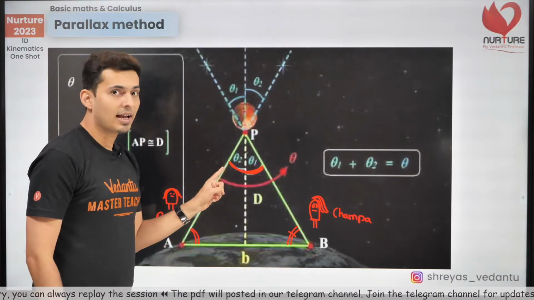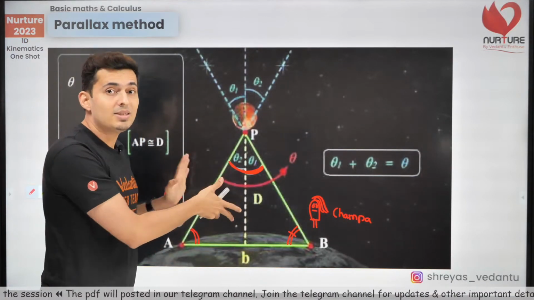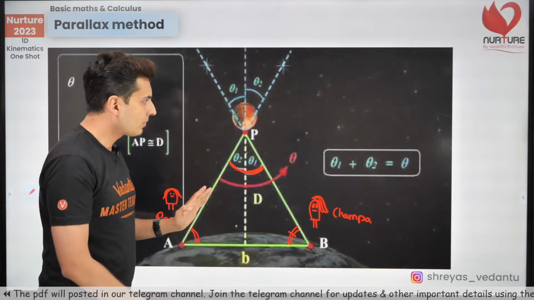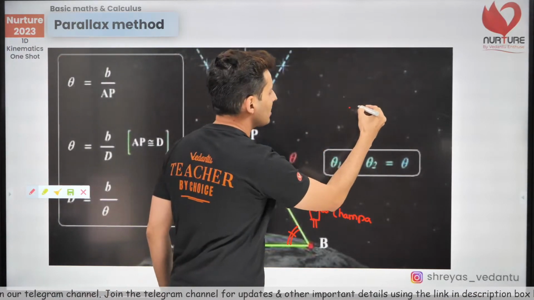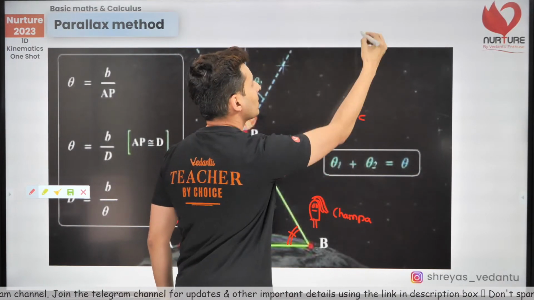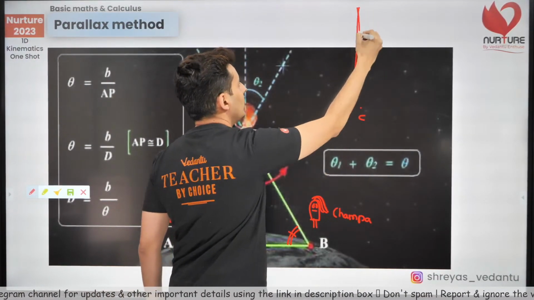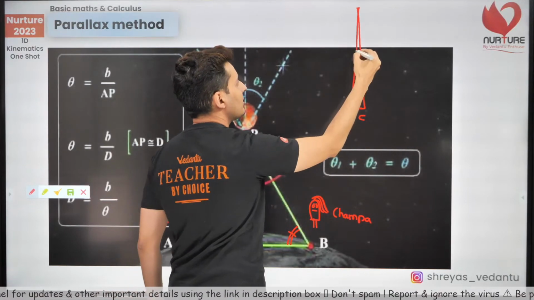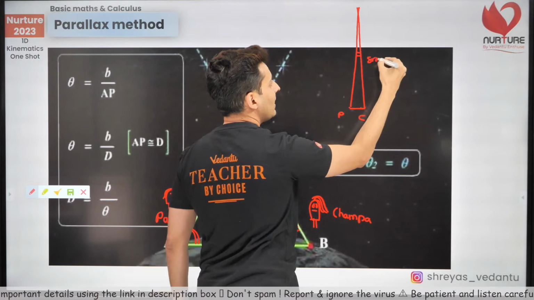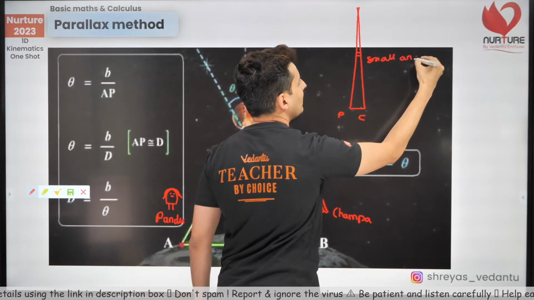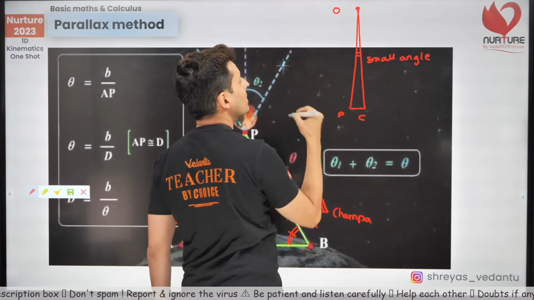Now, once you know this angle, think this object is not very close. This diagram is highly exaggerated. Strictly speaking, Pandu and Champa are actually very close. That body is somewhere here, and both of them are going to see that body like this. This angle will be very small. Okay, this angle is a very, very small angle. Everybody understood this? This object is over here.